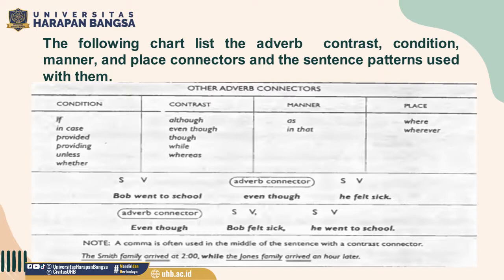Even though Bob felt sick, he went to school. Even though moved to the first part of the sentence because there is a comma in the sentence. Even though is the adverb connector, Bob is the subject, felt is the verb, he is the subject, went is the verb. Note: a comma is often used in the middle of the sentence with a contrast connector. The Smith family arrived at 2, while the Jones family arrived an hour later.